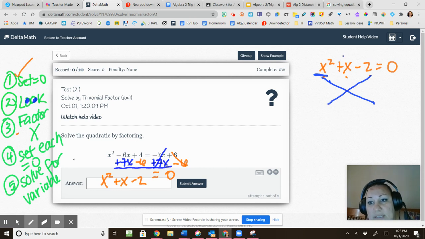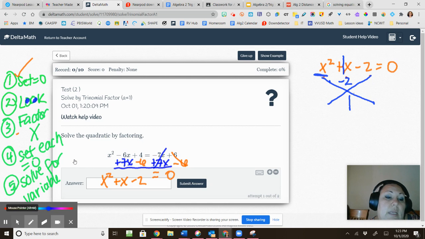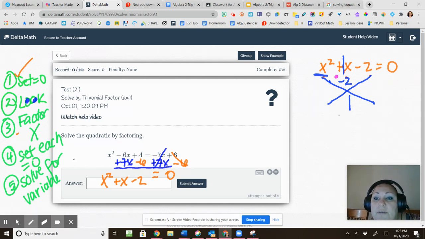The number that's in the middle, which is an invisible 1, positive 1, you write it down here. And then the last term, you just hop here on top. And now think, what two numbers multiply to negative 2 and add to 1? So what multiplies to negative 2 and adds to 1? The two numbers would be negative something and positive something.